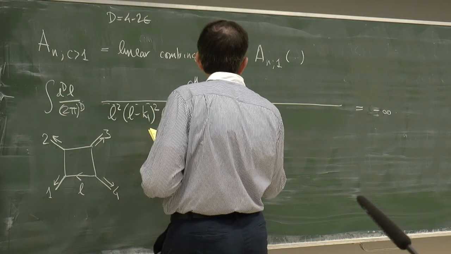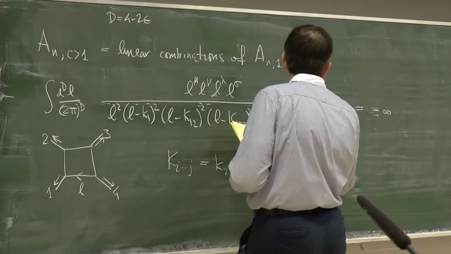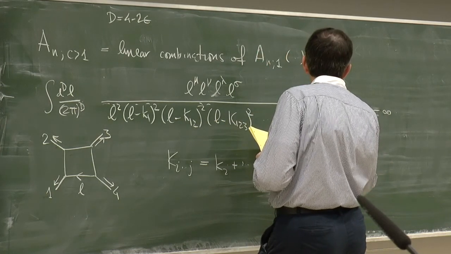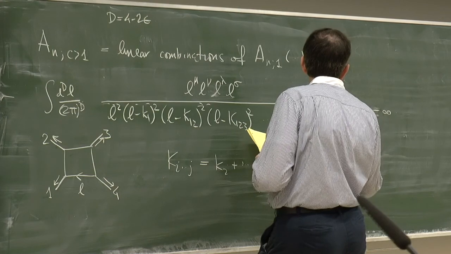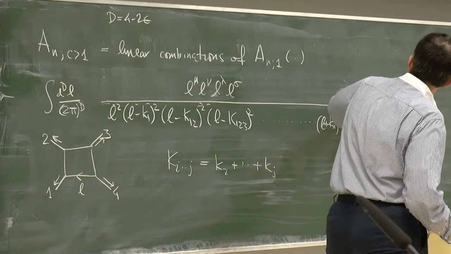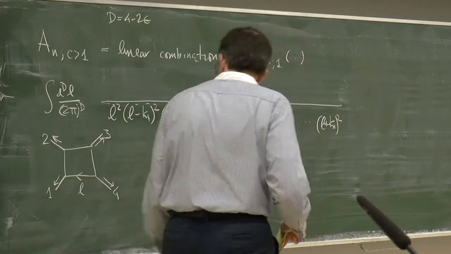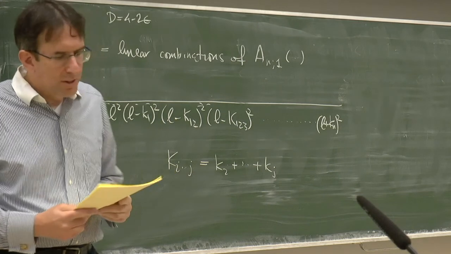So 1, 2, 3, and then it goes on and on. And finally we get to L plus Kn squared. And this thing is no longer equal to minus infinity, so let's get rid of that. I'm not interested.